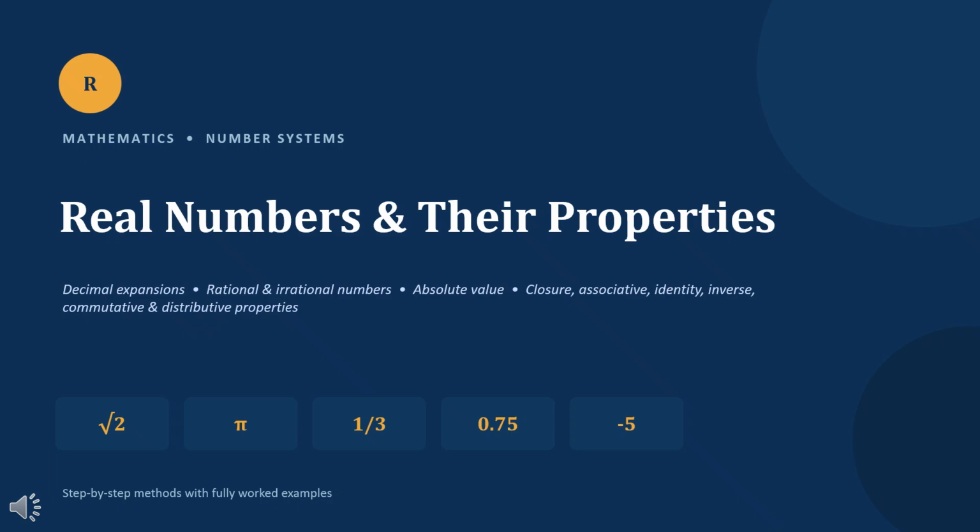Welcome to this lesson on real numbers and their properties. We'll cover decimal expansions, rational and irrational numbers, absolute value, and the key properties of real numbers: closure, associative, identity, inverse, commutative, and distributive. Every idea comes with a step-by-step worked example, so let's get started.